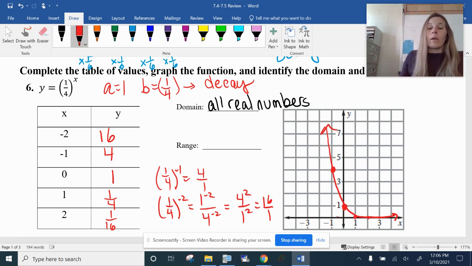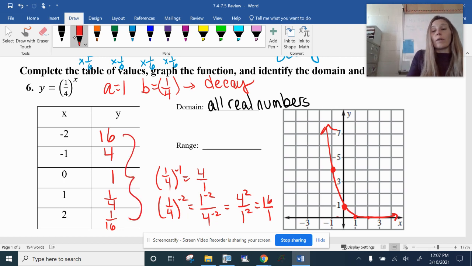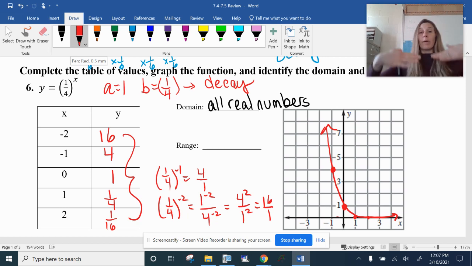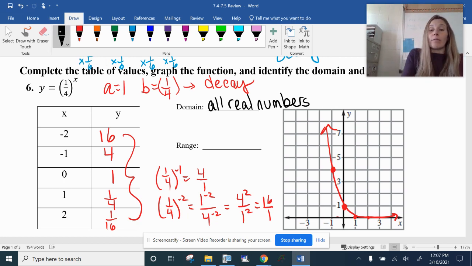Now, my range, notice either on the table or on the graph, the entire graph is above the x-axis and all of the positive y values. If you look at the y values on the table, they're all positive, which tells me my range is y is greater than 0, or you could say all positive real numbers.